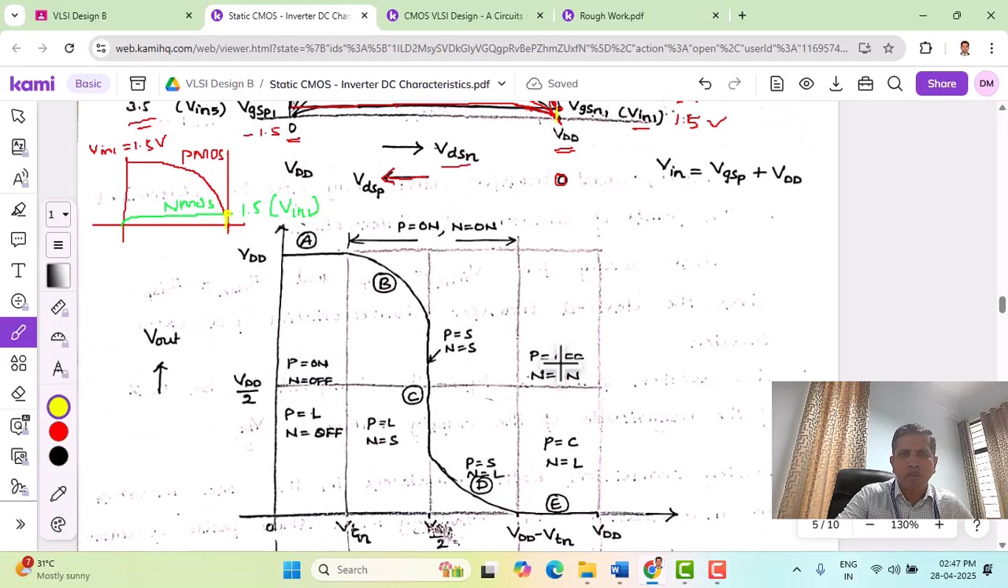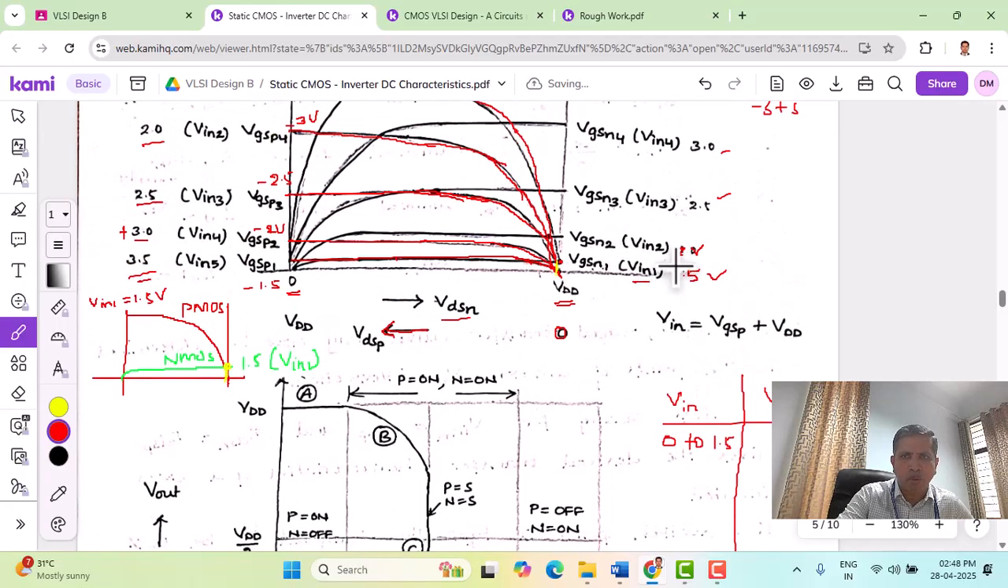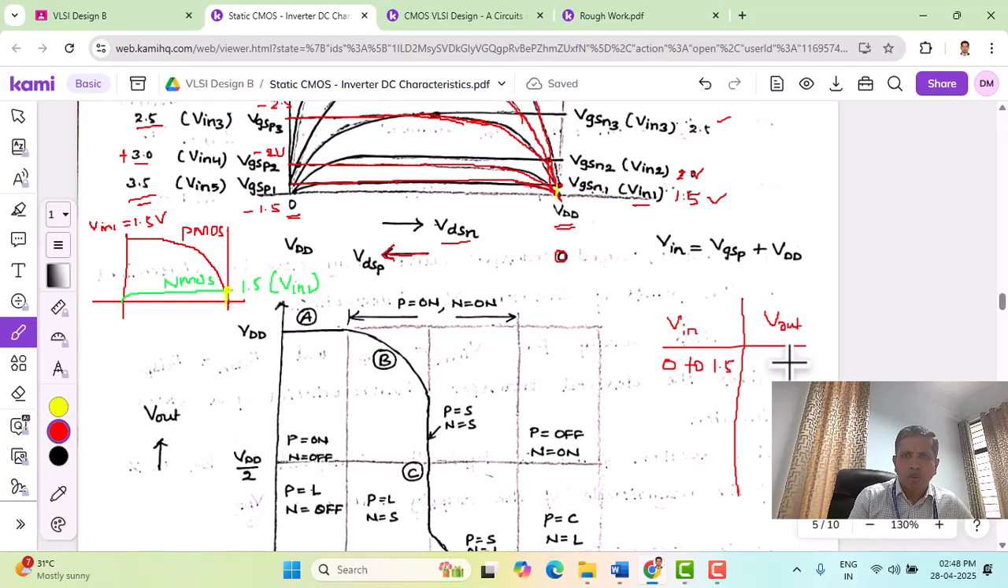We can maintain a table for this. So let us write a table with Vin and Vout, starting from 0 to, say, 1.5, though we have taken straight away 1.5. Once we drag the vertical line here, we get VDSN, which is nothing but Vout, and that is equal to 5 volts.